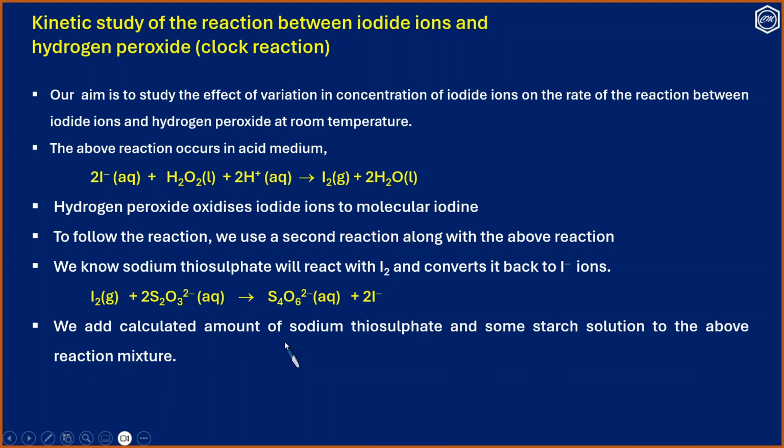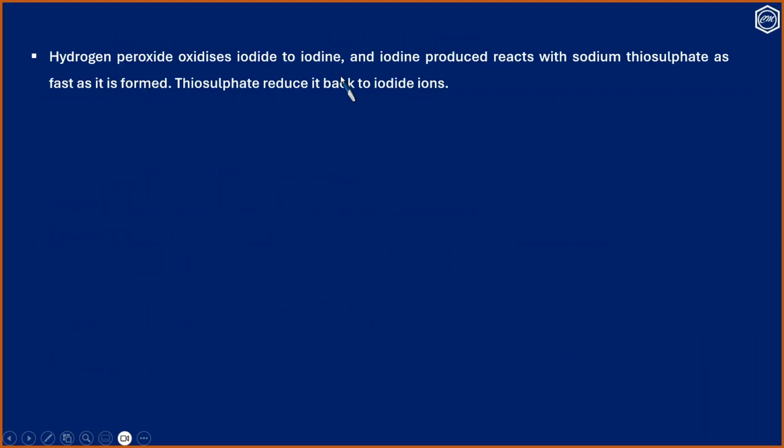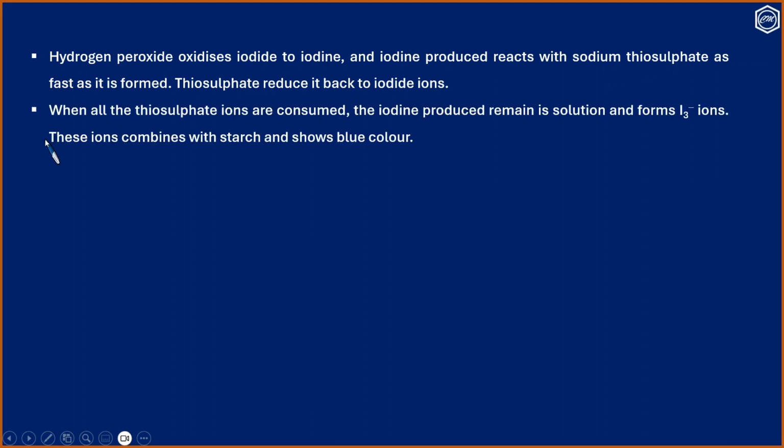We add a calculated amount of sodium thiosulfate and some starch solution to the above reaction mixture. Hydrogen peroxide oxidizes iodide to iodine, and the iodine produced reacts with the sodium thiosulfate as fast as it is formed. Thiosulfate reduces it back to iodide ions.